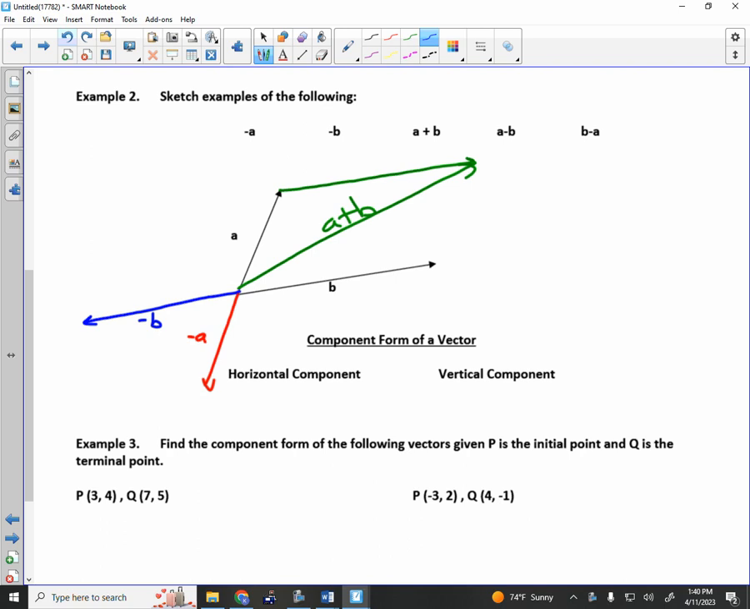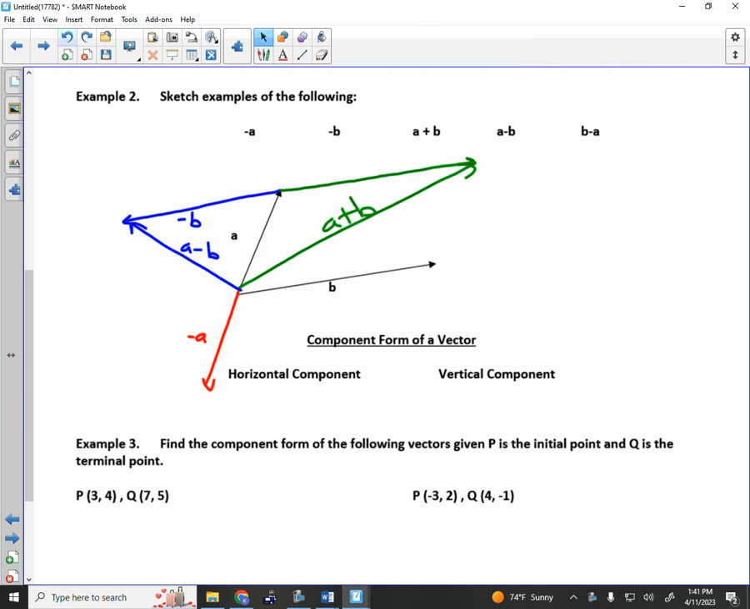And if you want to do A minus B, we're going to take vector A and attach what onto it? Negative B. And you can see you get this vector, which is A minus B. If you want to do vector B minus A, you take B and attach onto it negative A. And you have this resulting vector, which is B minus A.